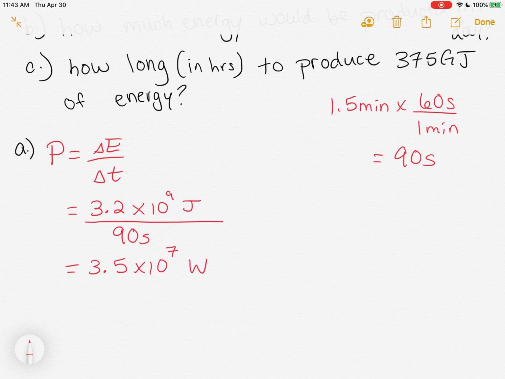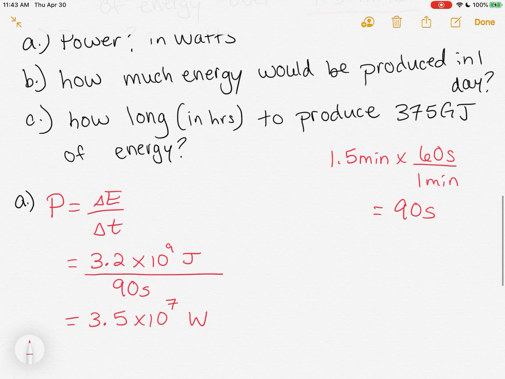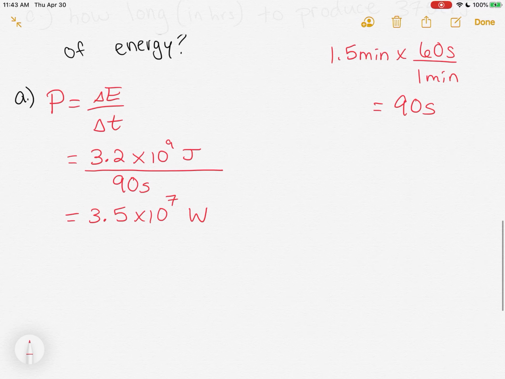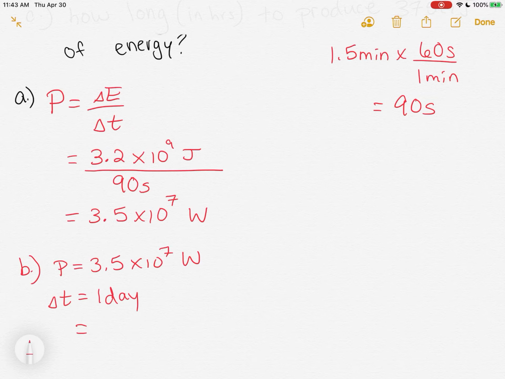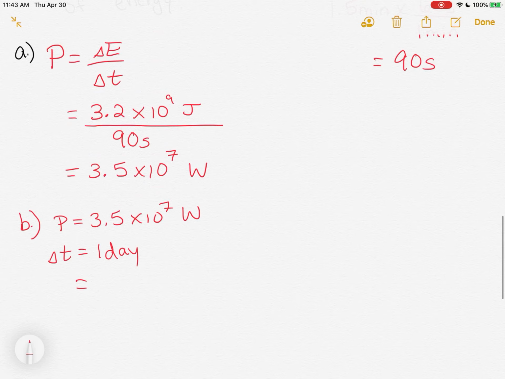That's the power of this nuclear power plant. So part B, how much energy would be produced in one day? So if we do part B, now we know that the power is 3.5 times 10 to the 7 watts. And we know our time is going to be 1 day, which we have to convert into seconds.